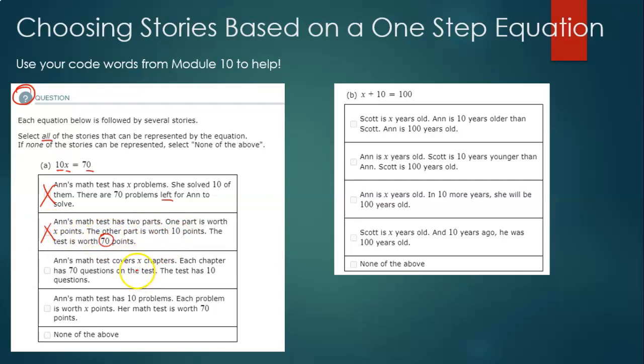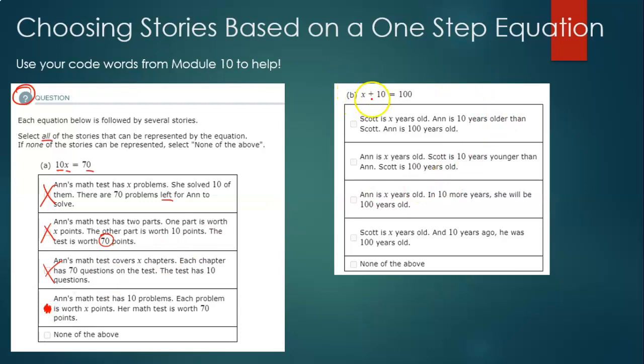Anne's math test covers X chapters. Each chapter has 70 questions on the test. The test has 10 questions. No, because we want the total to be equal to 70, not equal to 10, and so it would not be that one. Anne's math test has 10 problems. Each problem is worth X points. Her math test is worth 70 points. Yes, that is the one I would choose for that one.